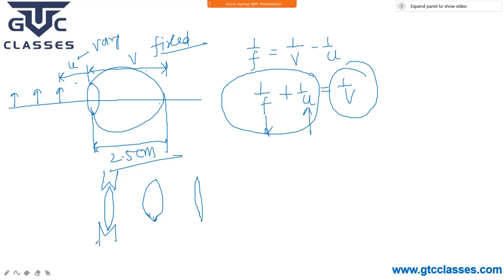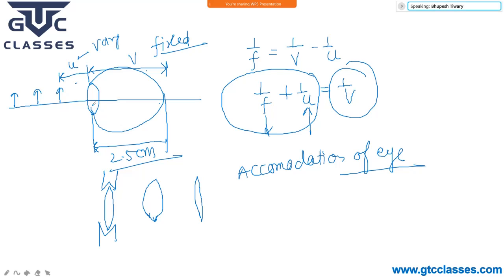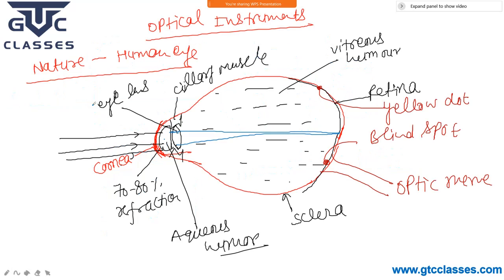This is the function of, and this we call accommodation of our eye. That means our eye can accommodate the focal length based on the object distance automatically. It shouldn't ask the Prime Minister's permission to do that. Automatically it does. This process we call accommodation of the eye. Clear? So this is the main purpose of the ciliary muscle.